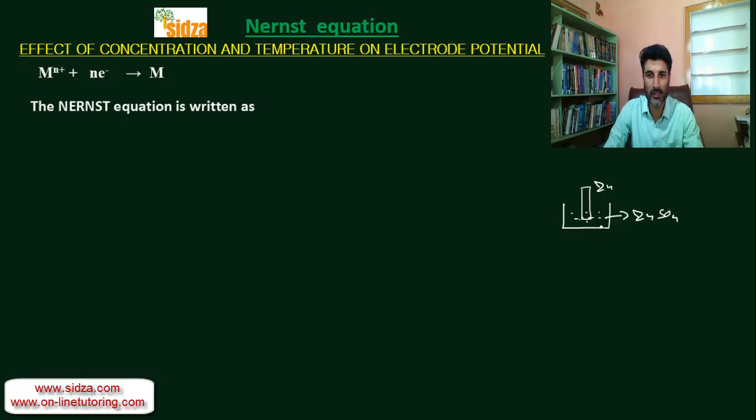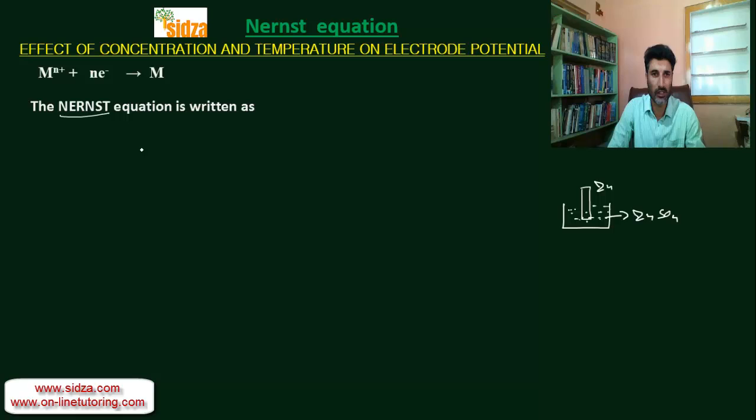Now, by changing the temperature of this solution, the electrode potential of the zinc will change. Similarly, by changing the concentration of the zinc sulfate solution here, the electrode potential will change. The Nernst equation tells us the quantitative effect of how temperature and concentration can change the electrode potential.